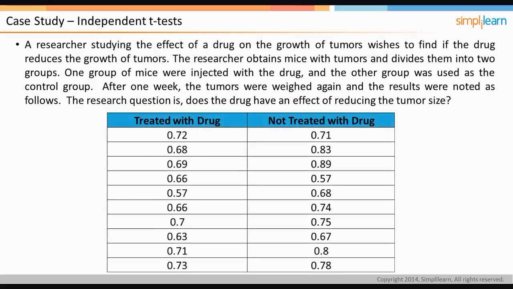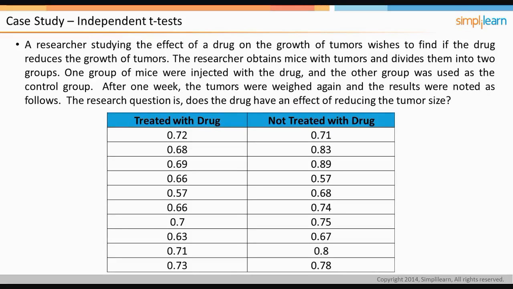In the given table, we can see the tumor size of mice treated with the drug and the tumor size of the mice belonging to the control group. Since these two belong to two different groups of mice and have no dependencies with each other, we will use independent t-tests.